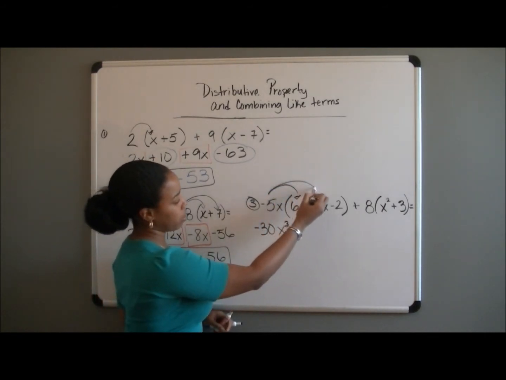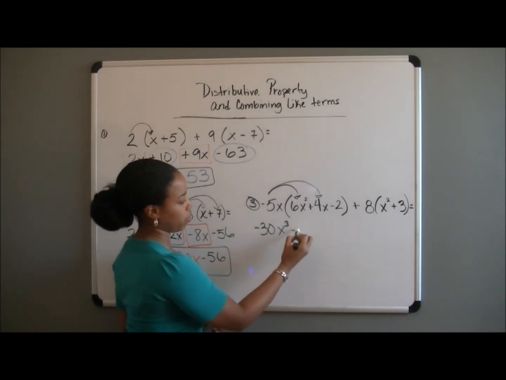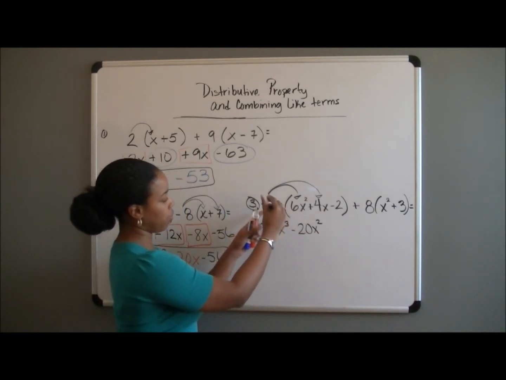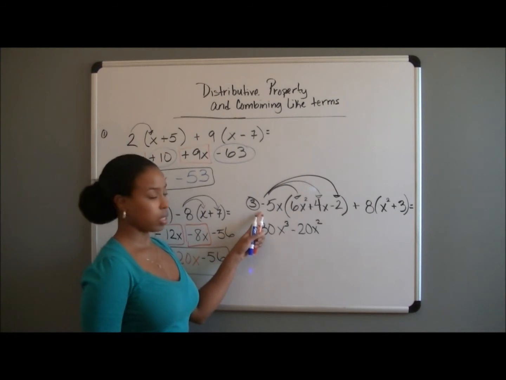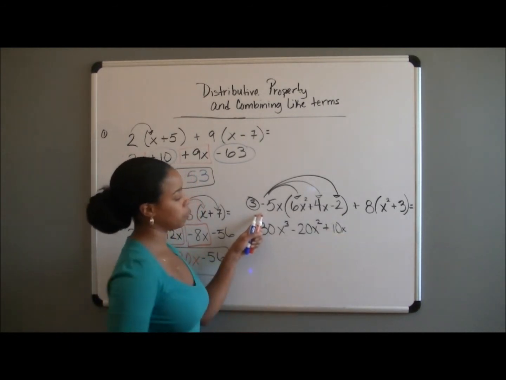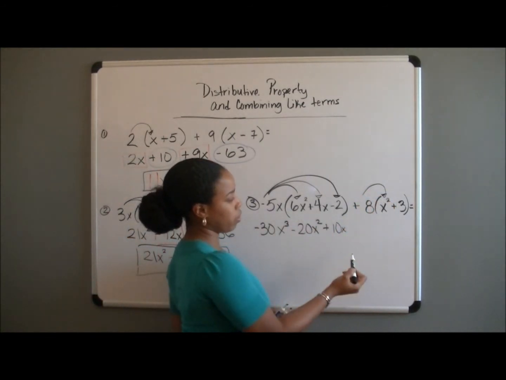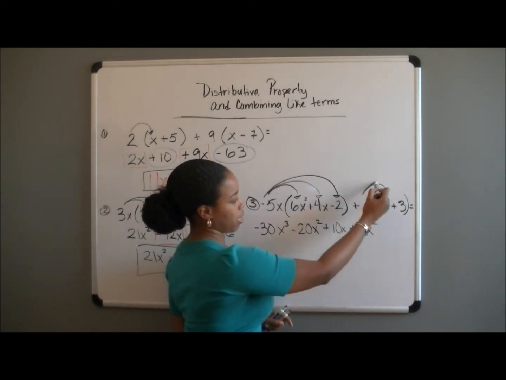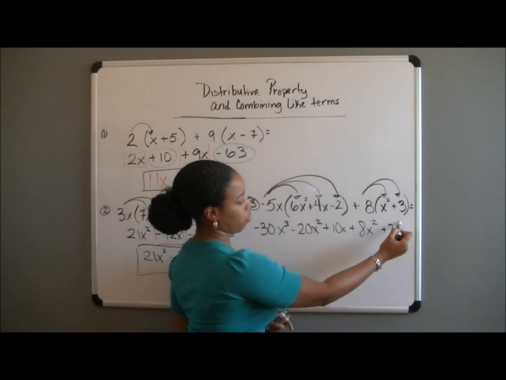Negative 5x times 4x gives us negative 20x squared. Then negative 5x times negative 2 gives us positive 10x. 8 times x squared gives us 8x squared. And 8 times 3 gives us positive 24.